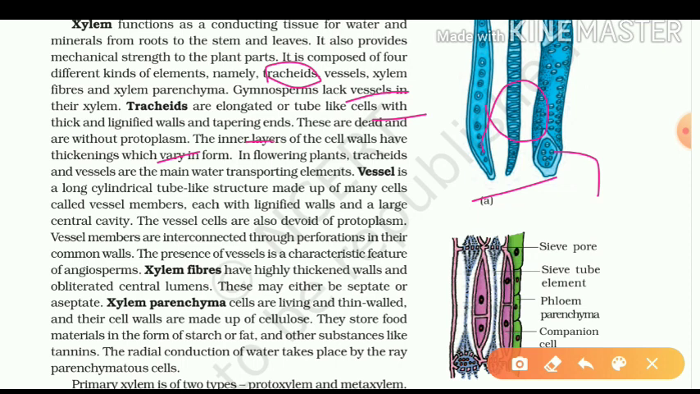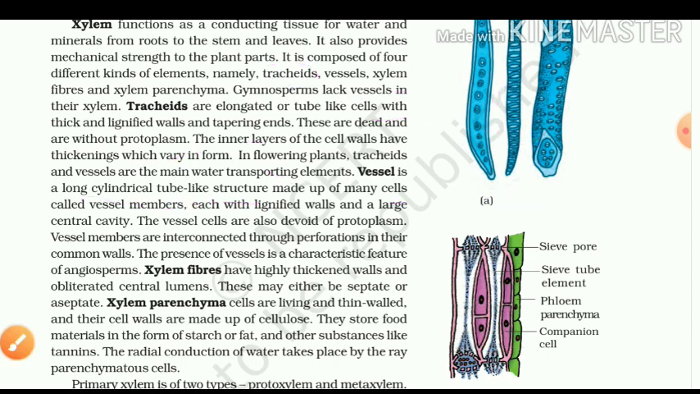So tracheids and vessels are the main water transporting elements. So if any question occurs like this, what are the main water transporting elements in xylem tissue, or you may say complex tissue? No doubt it is tracheids as well as vessels. Vessels are long cylindrical tube-like structures made up of many cells, which are said to be vessel members. So there is no confusion, I think. Each has a lignified wall and a larger central cavity. So this is about vessels guys.